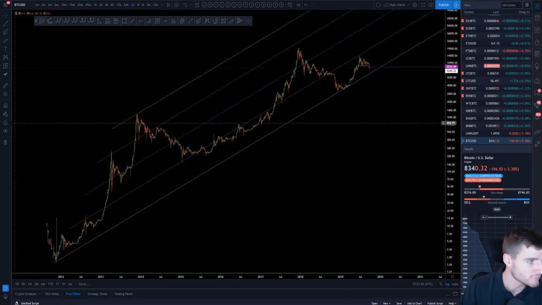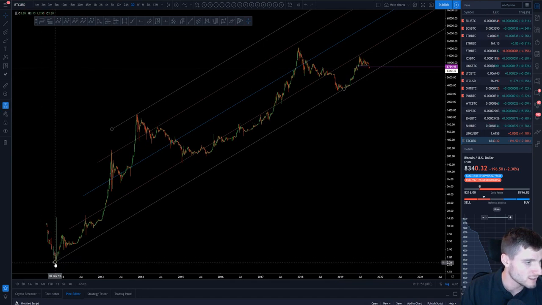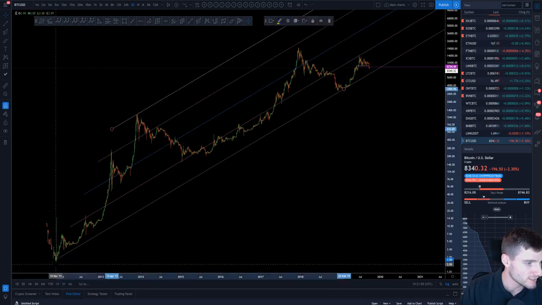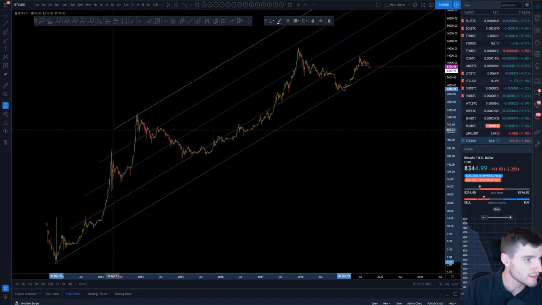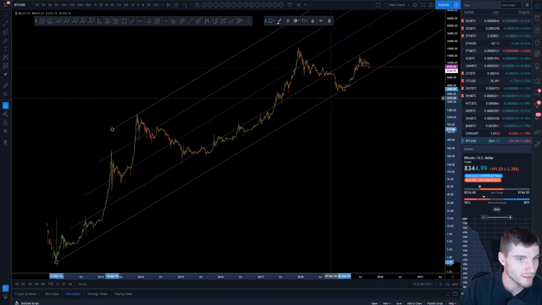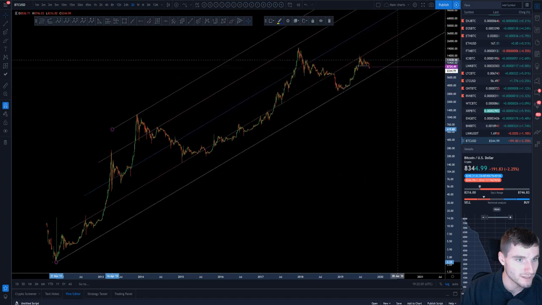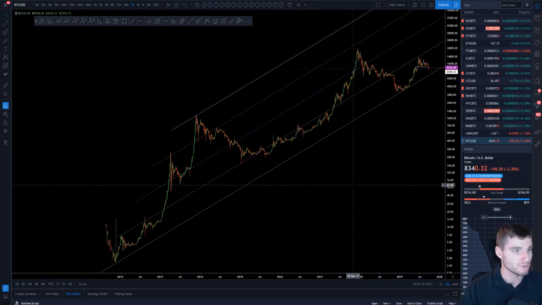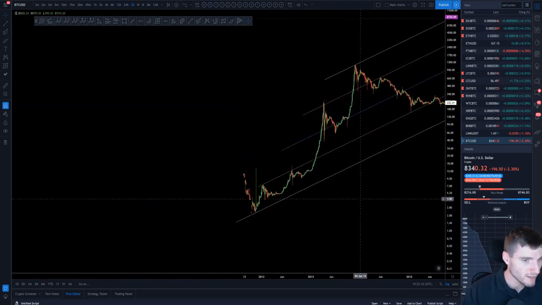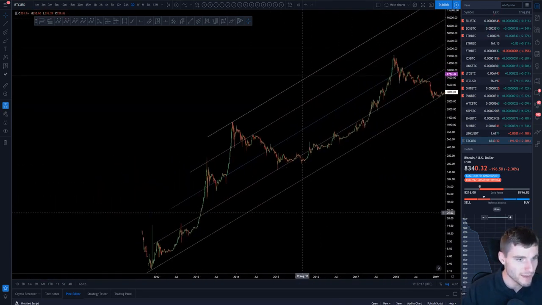And if we just put on the magnet tool a second, I want to try and line this up really exact. Up to that high exactly. Okay, back to these lows exactly. Yeah, I think that's about as best as we can get. Cool. So that's pretty lined up. So then going back, what can we see?